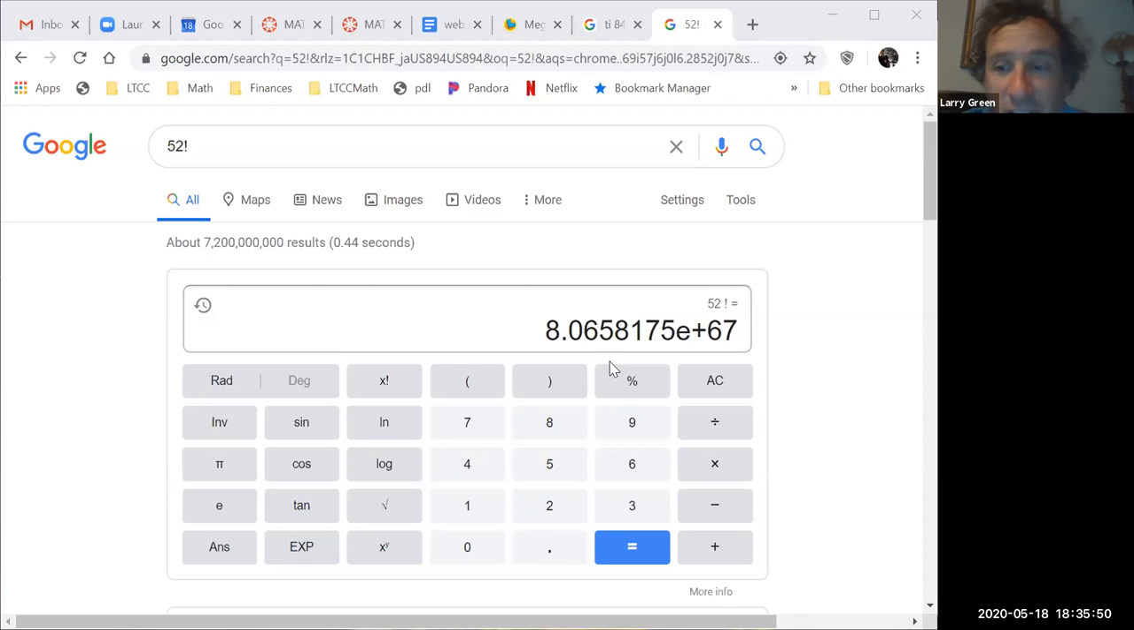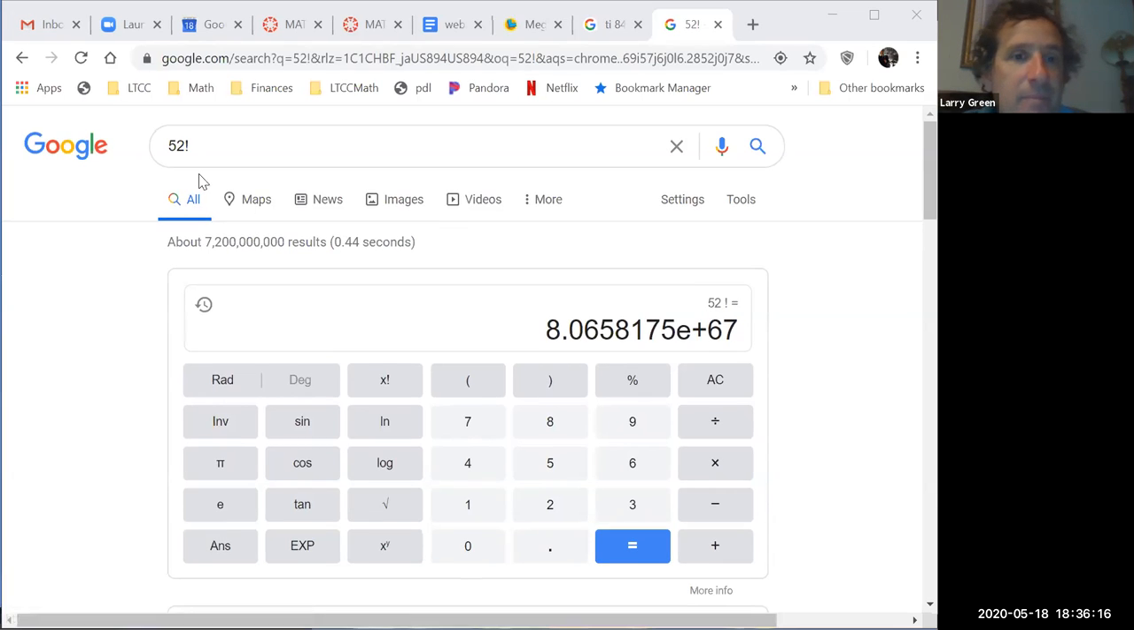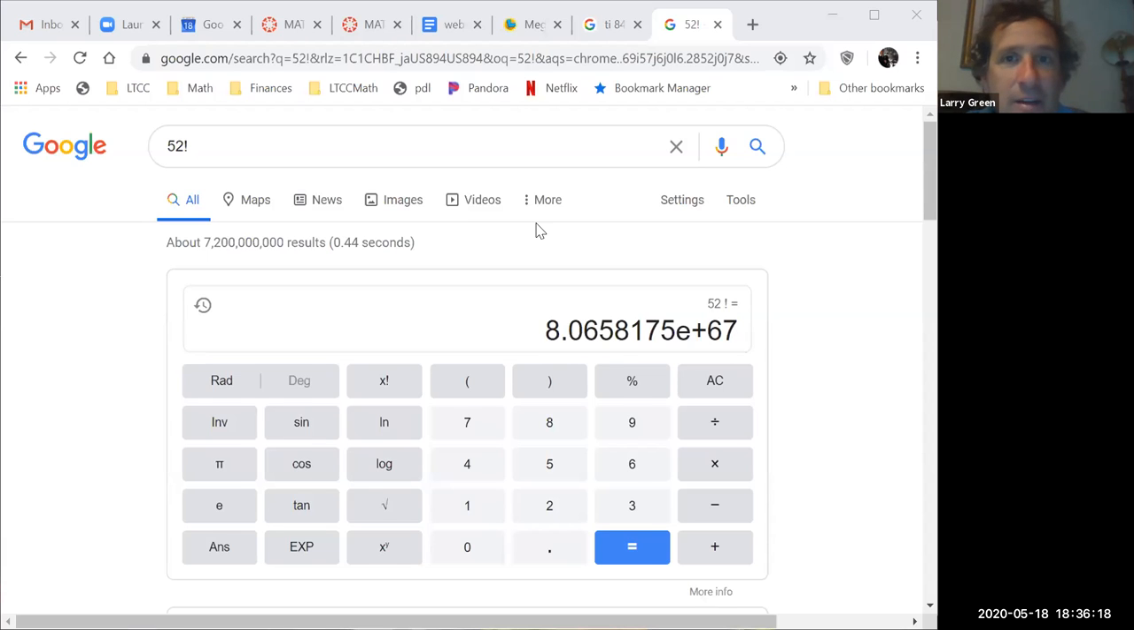This is huge. This is bigger than the total number of grains of sand on Earth, just to give you an idea how big this number is. This is gigantic. I think it's more than the number of molecules on Earth, actually. It's a huge, huge number. Factorials get big fast. Okay, any questions on this so far?